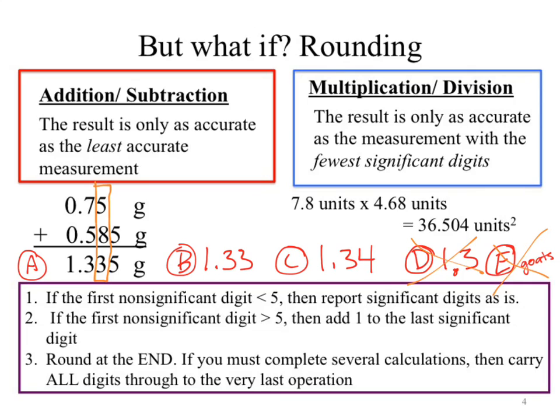A is not a valid answer because that carries too many sig figs. That 5 is not allowed to be counted because it's a digit that we don't have any information about, which means A is also not an answer. We're now left between B and C.